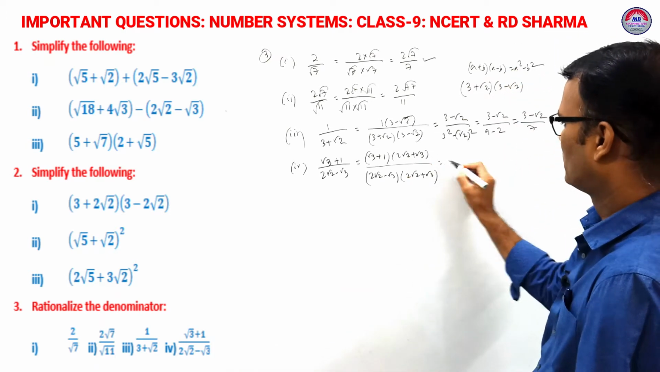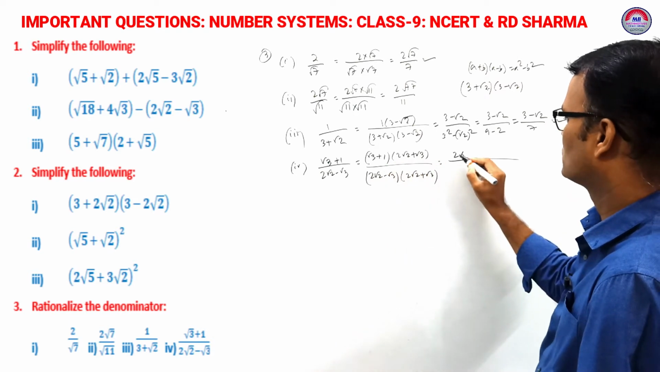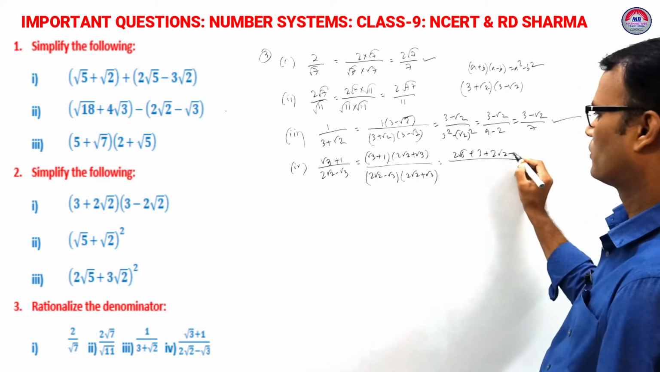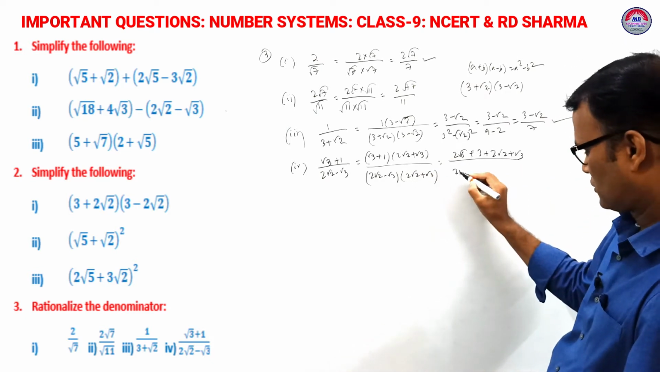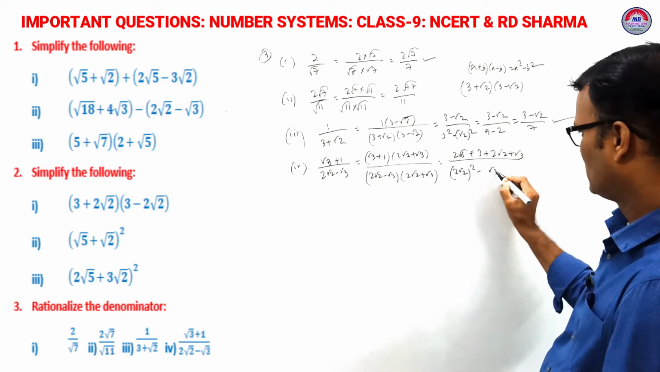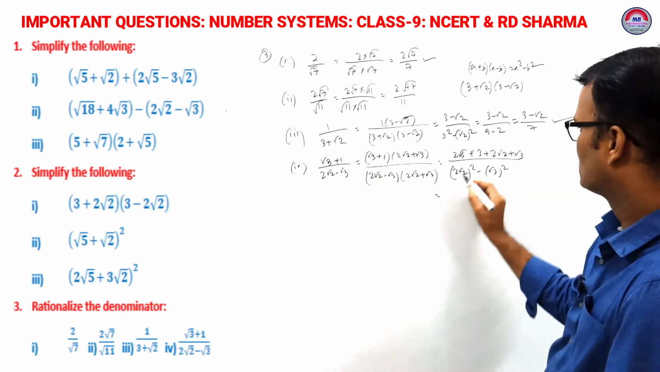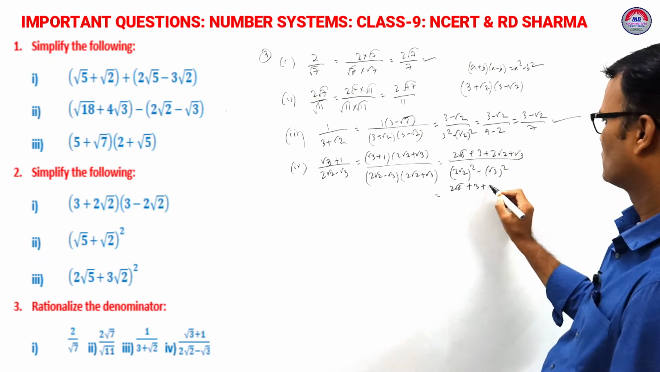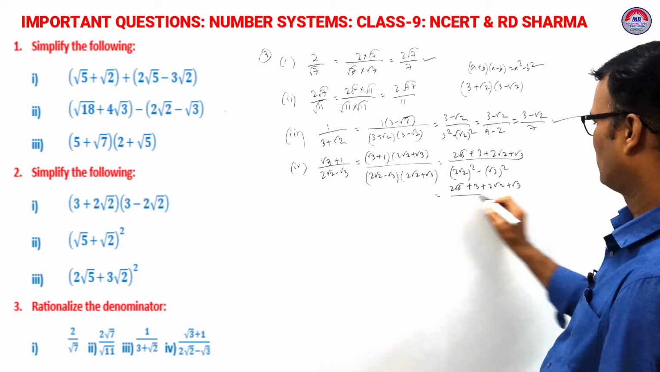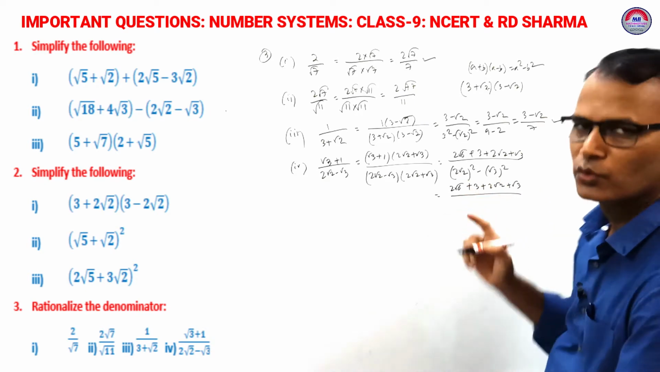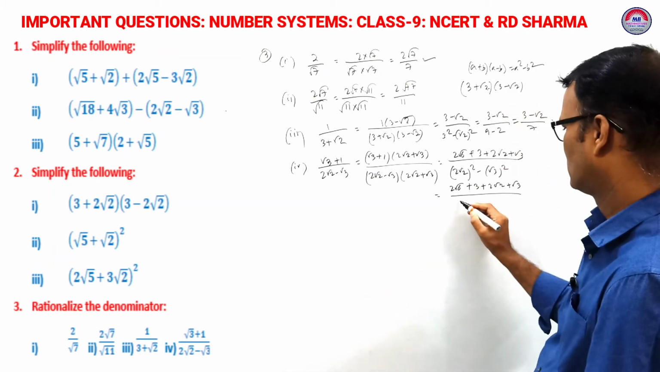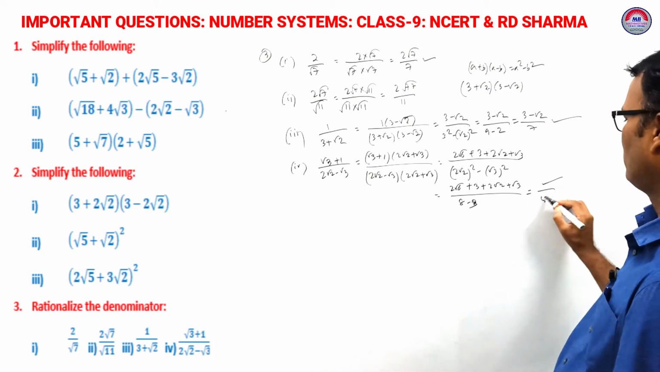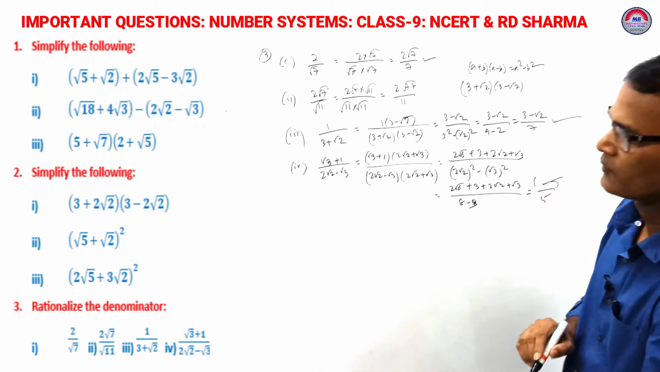Now you simply multiply root 3 into 2 root 2 plus root 3: 2 root 6 plus 3, plus 2 root 2 plus root 3, divided by a square minus b square. There are no like terms, so just write 2 root 6 plus 3 plus 2 root 2 plus root 3 divided by 8 minus 3. 2 root 2 into 2 root 2 is 8, and 8 minus 3 is 5. So this numerator divided by 5 is the answer. Clear?